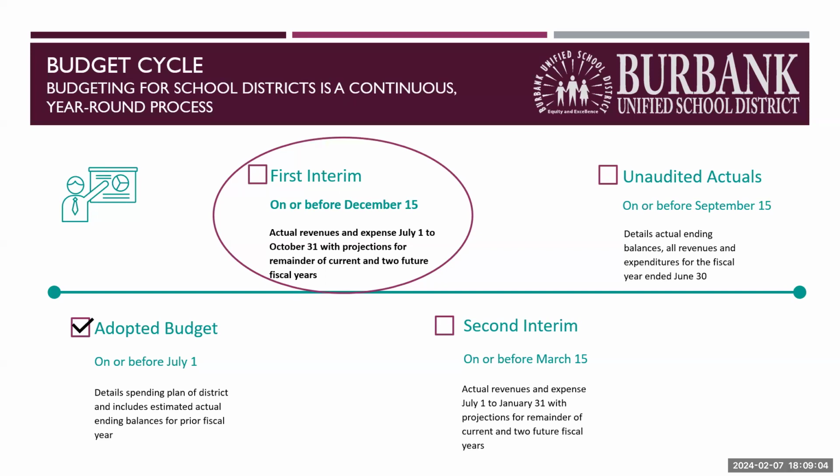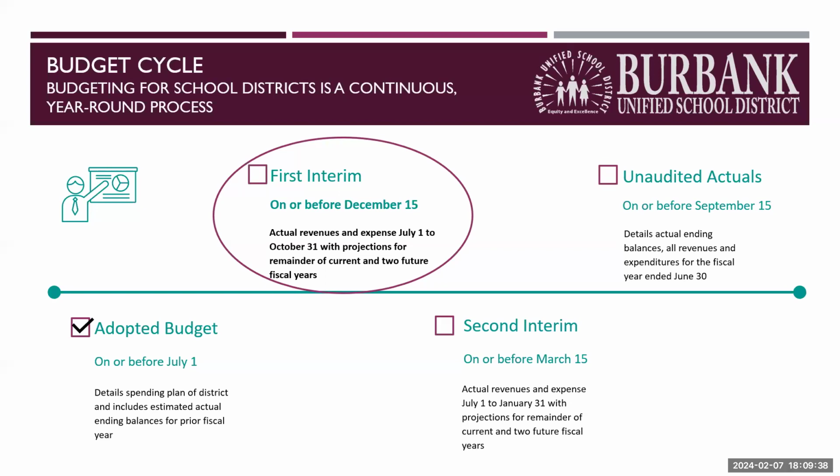We begin building the budget for the next fiscal year through the spring. Our fiscal year closes on June 30, and we bring back to the board our actuals, what we call our unaudited actuals, no later than September 15th. So within that timeline, we just presented to the board an update to the budget in December. I'm going to go over the high-level highlights of that interim update from December.